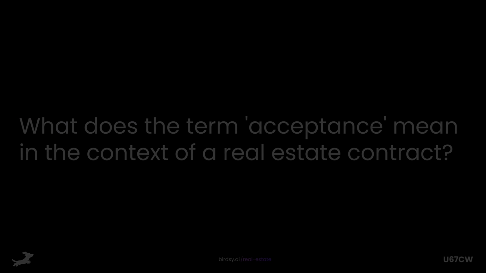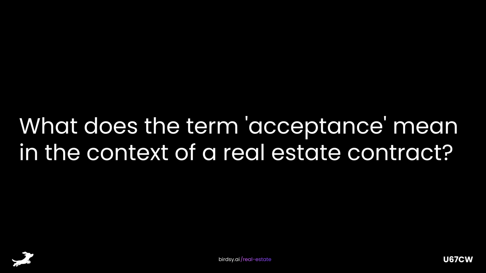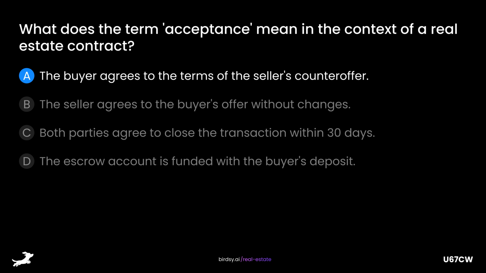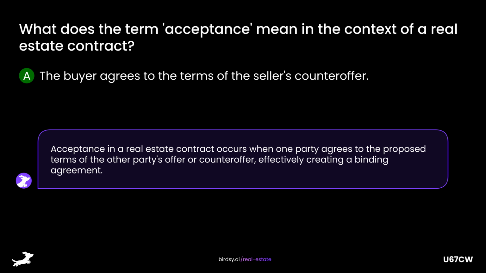Negotiation and acceptance. What does the term acceptance mean in the context of a real estate contract? Is it A, the buyer agrees to the terms of the seller's counteroffer? B, the seller agrees to the buyer's offer without changes? C, both parties agree to close the transaction within 30 days? Or D, the escrow account is funded with the buyer's deposit? The answer is A, the buyer agrees to the terms of the seller's counteroffer. Acceptance in a real estate contract occurs when one party agrees to the proposed terms of the other party's offer or counteroffer, effectively creating a binding agreement.